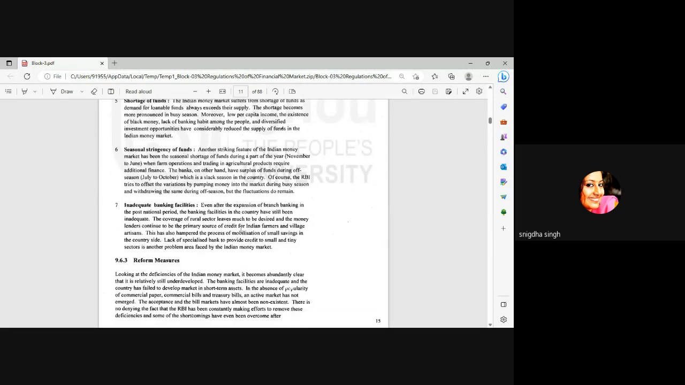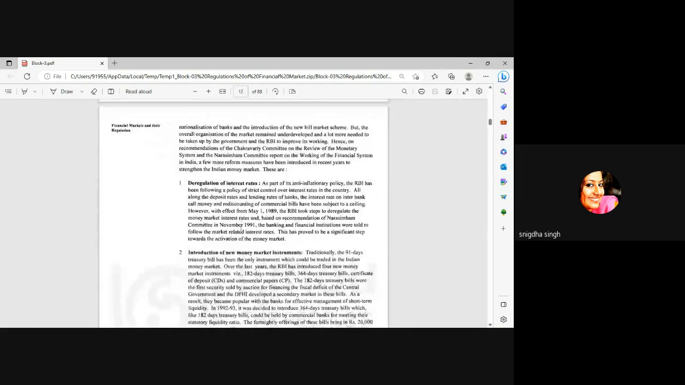There is seasonal stringency of funds depending upon the seasonal factors that affect the businesses. There are slack seasons and there are surplus seasons, so on and so forth.